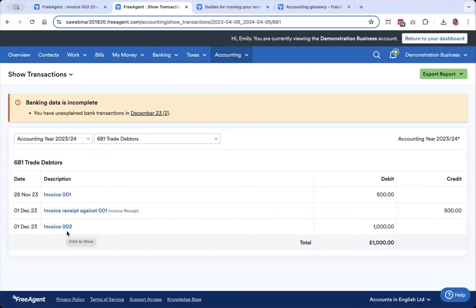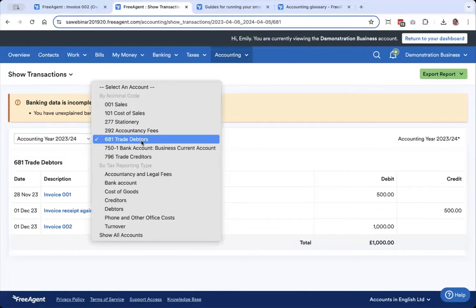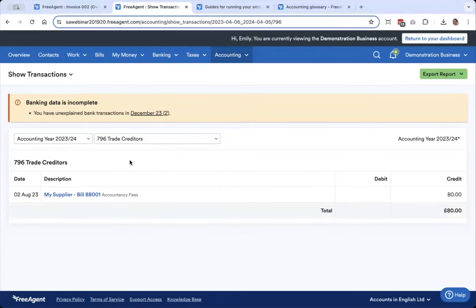I'm going to show you in a few more minutes exactly what it means that I've got that in trade debtors as well as in sales. I'm going to explain that in more detail. So you might have, as I say, assets. You might also have liabilities like this one here, trade creditors. Trade creditors simply means unpaid bills.